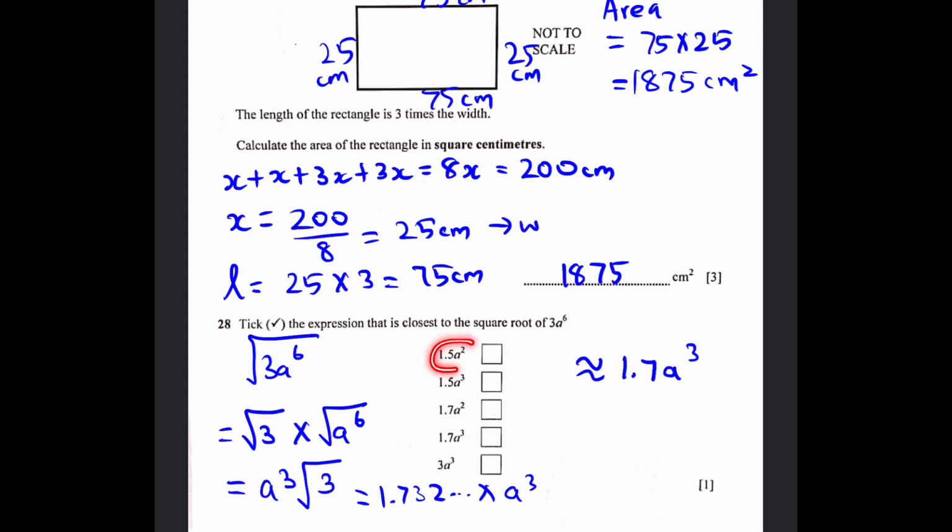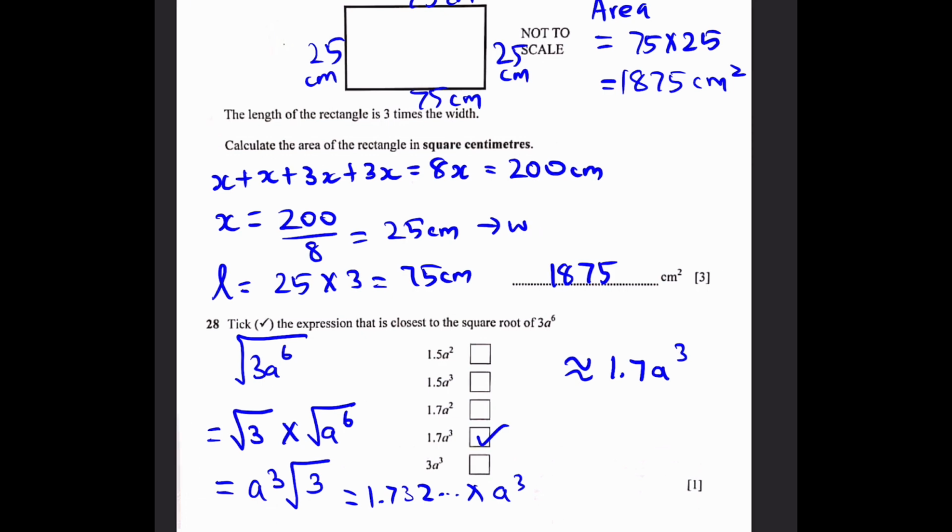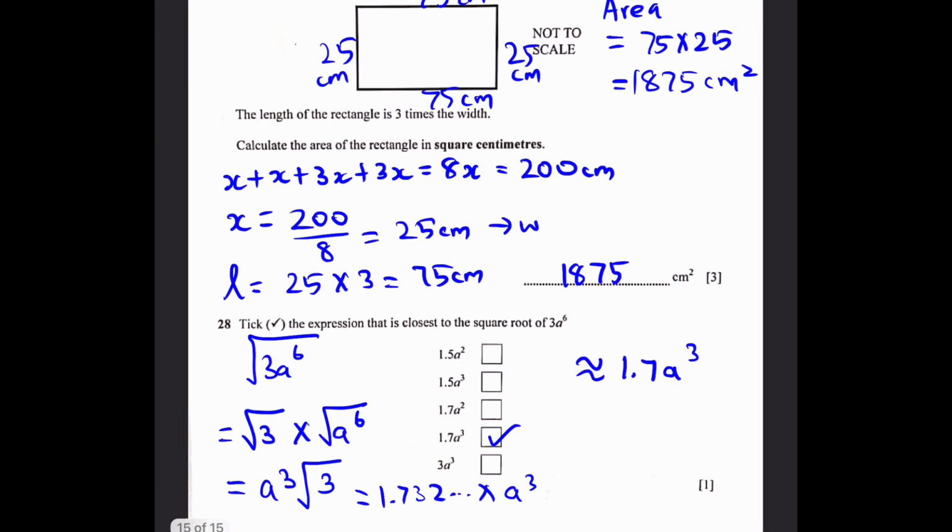So 1.58 squared, no. 1.58 cubed, no. 1.78 squared, no. 1.87a cubed. That's the one. This 1.7 over here is actually the 1 decimal place value of this 1.732 and so on, which is the square root of 3. Therefore, the answer is the fourth checkbox. And that's it. That's the end of this paper.